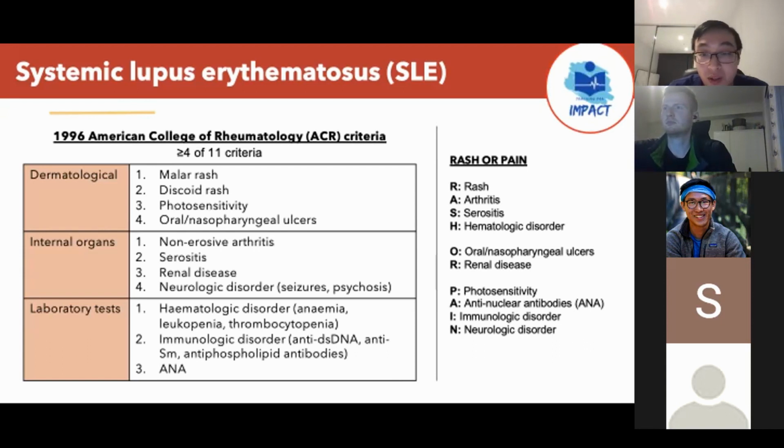Cool. So the thing to note about the ACR criteria, although it's commonly used to diagnose SLE, it doesn't capture all of the possible clinical features of SLE, as you may have noticed. So it captures only the most common ones.